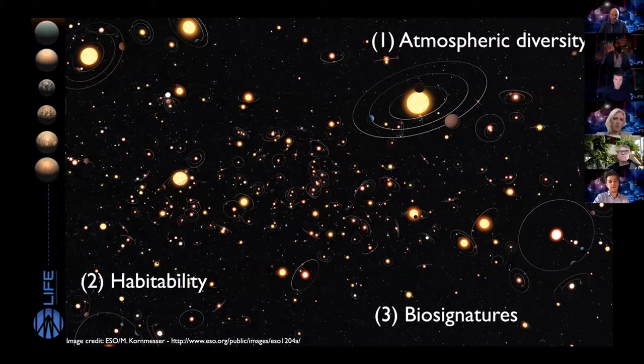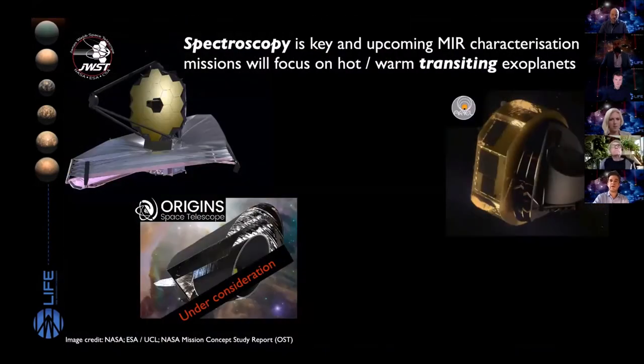So in order to address these questions, I think most of you are well aware that spectroscopy is really key, and upcoming mid-infrared characterization missions will focus mostly on hot and warm transiting exoplanets. So we have the James Webb Space Telescope, hopefully flying very soon, which will do transit and secondary eclipse spectroscopy for some smallish planets. We have then the Origins Space Telescope, which is currently under consideration in the decadal. So we will see whether this will happen.